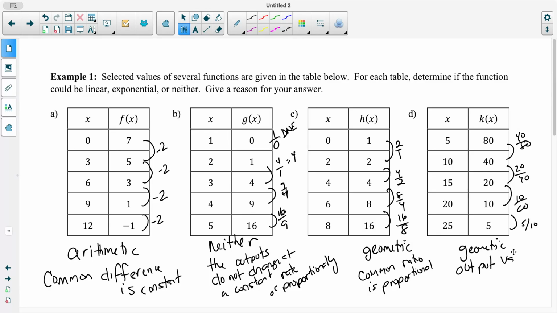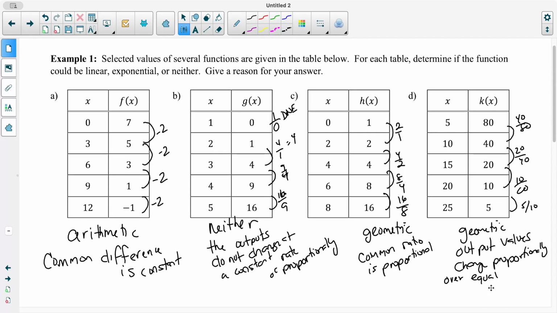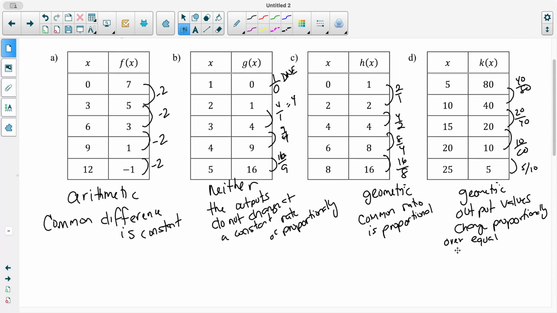Output values change proportionally. Just like I said, there's another way to write it, but these are how you would want to explain it if you're talking about an open response question, right? This is how you'd be expected to explain why, over equal length input intervals. And that's the best way you can actually explain it.